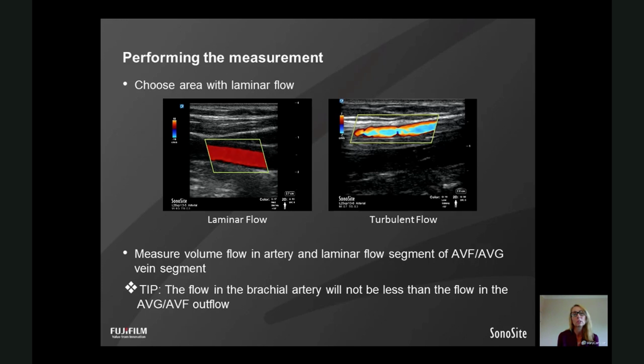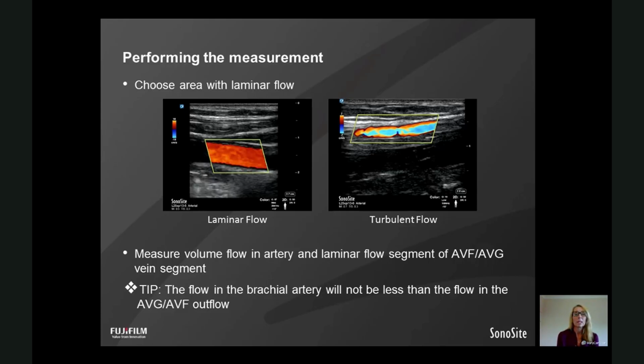But then make sure that you know where you did the measurements. Don't just put inflow or outflow. I would put, brachial artery 2 centimetres above elbow crease or outflow vein mid forearm, things like that, so that we knew that we were measuring in similar areas.